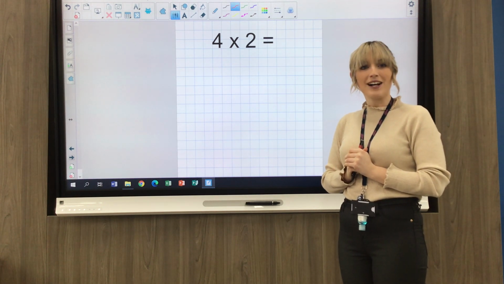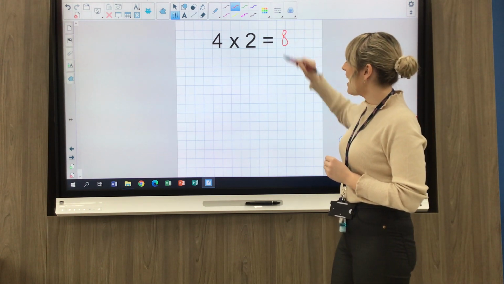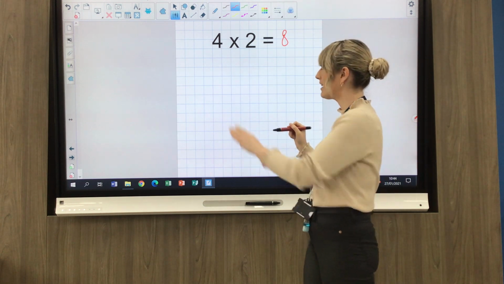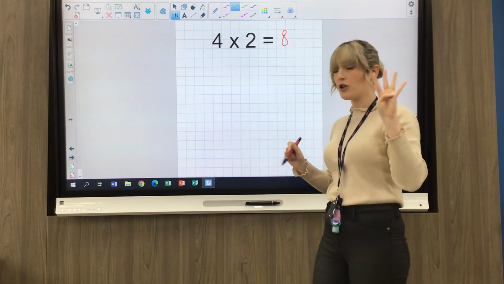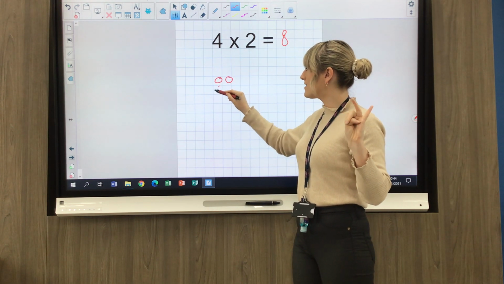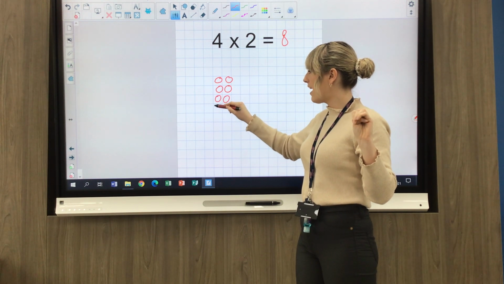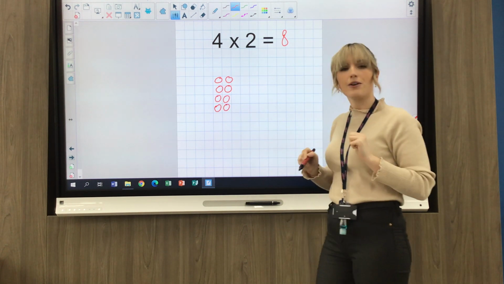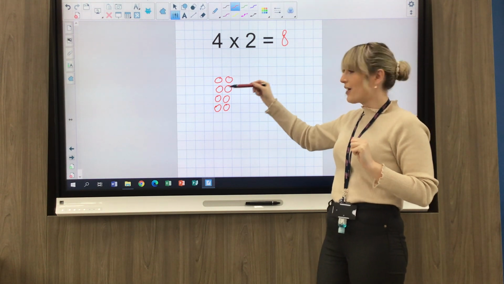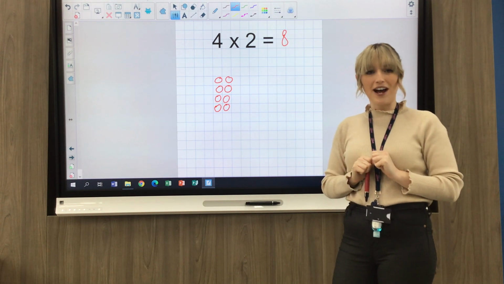Okay, well done if you found the answer. It's 8. If you drew a picture, this is what it should look like. We're doing 4 lots of 2. So there's 1 lot of 2, another lot of 2, 3 lots of 2, and 4 lots of 2. Let's just double check. Let's count in 2s 4 times. 2, 4, 6, 8. Well done if you got that.